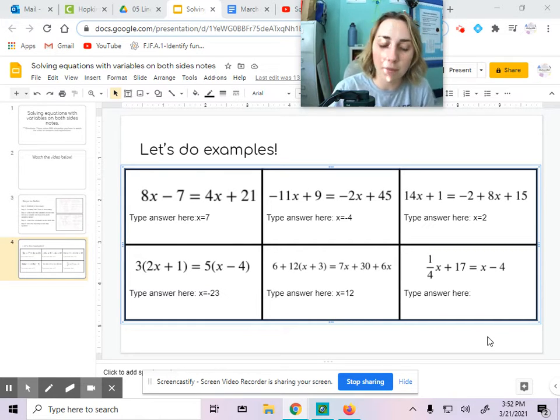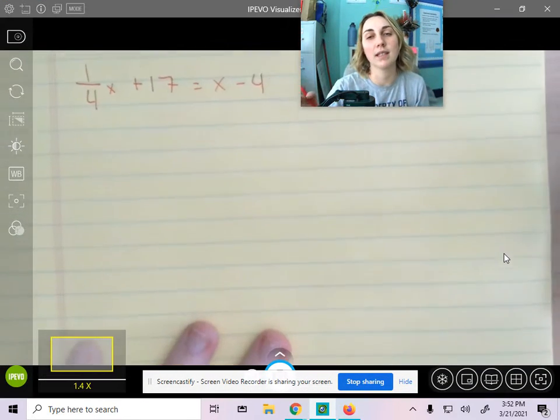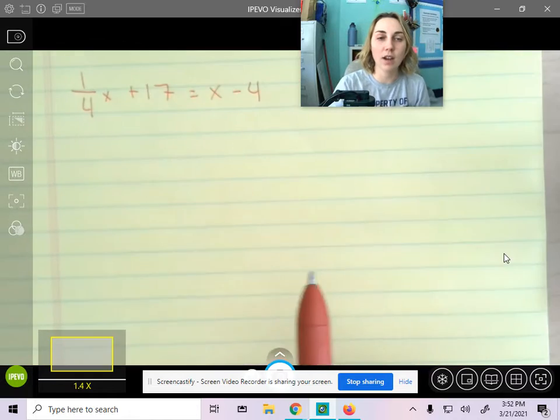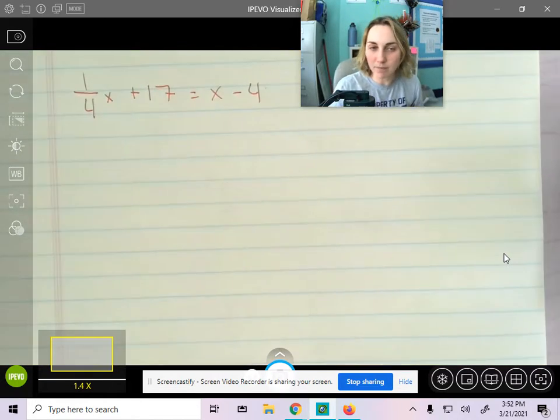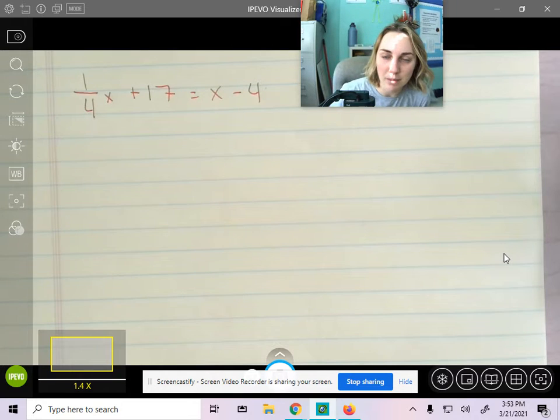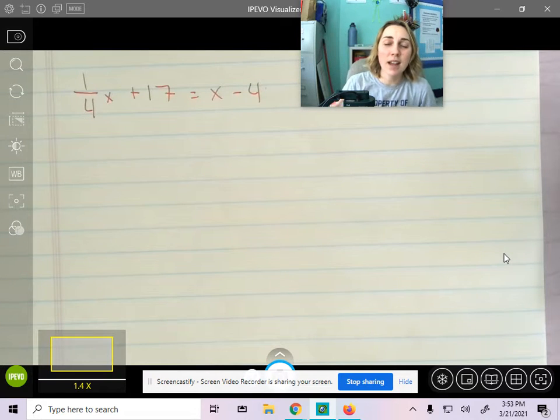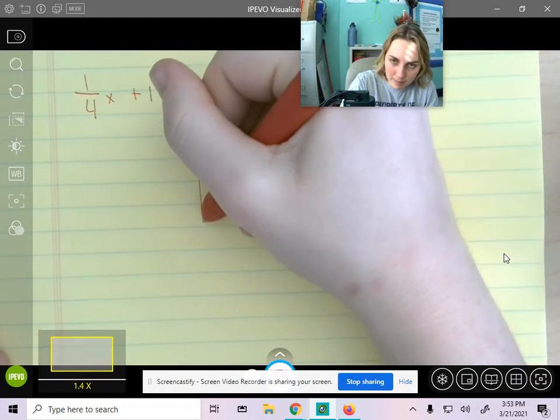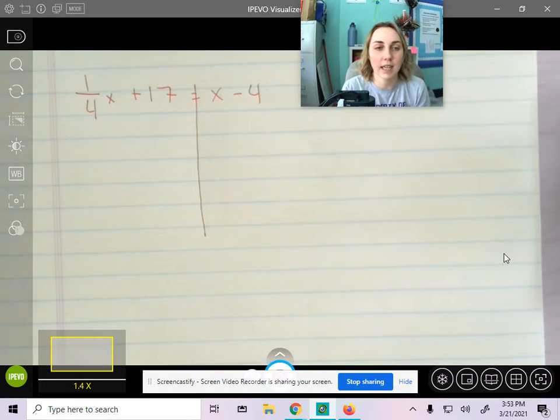All right, so this last problem we have 1/4 x plus 17 equal to x minus 4. If I'm looking at both sides, there are no like terms that I can combine. I don't have to use the distributive property on any of these sides, so I can choose my variable side and my constant side. So I'm going to put the balance beam through, and I have to choose my side.